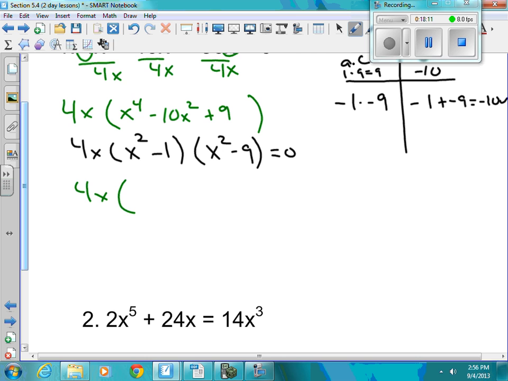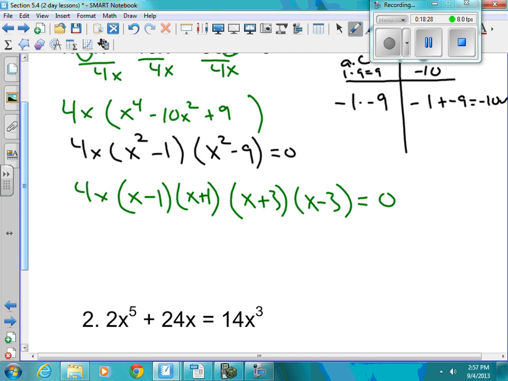Indeed it is, right? X times x is x squared, 1 times 1 is 1, so x minus 1, x plus 1. X squared minus 9, x times x is x squared, 3 times 3 is 9, so x plus 3, x minus 3 equals 0. And so now we're going to solve. Now that's the complete factorization.